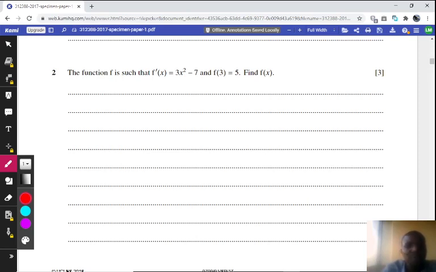To solve that one, remember the first derivative was found by differentiation. So for you to find the original f of x, we have to integrate. Integrate so that you can get the original f of x. So integrate this equation, 3x squared minus 7, dx.